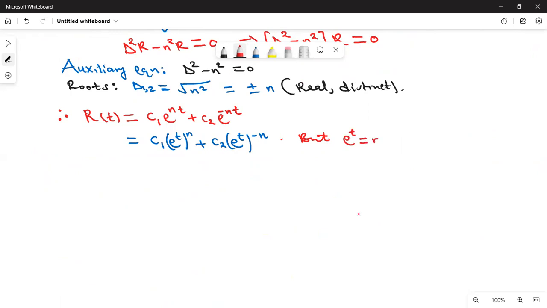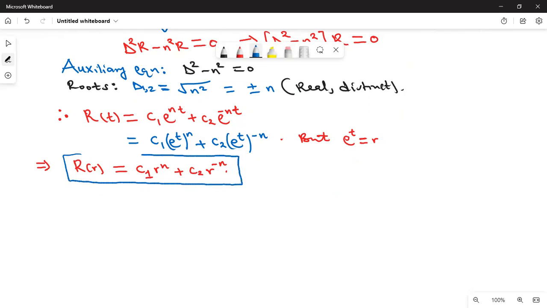So therefore, this implies that now our capital R, which is a function of r, will now be equal to C1 r raised to n plus C2 r raised to negative n, where C1 and C2 are arbitrary constants. So this is the solution corresponding to capital R. That is equation Roman 1. Let us also solve equation Roman 2.